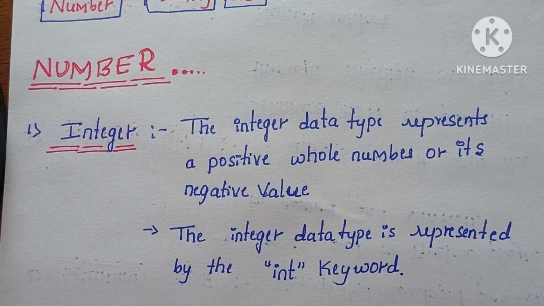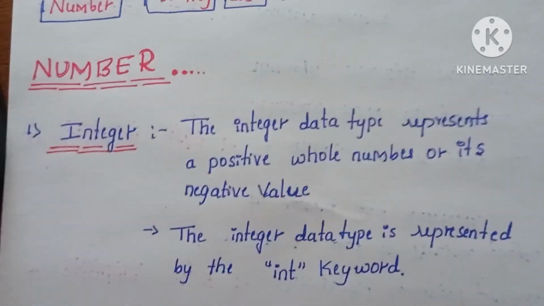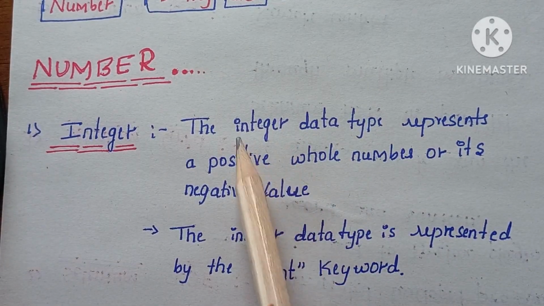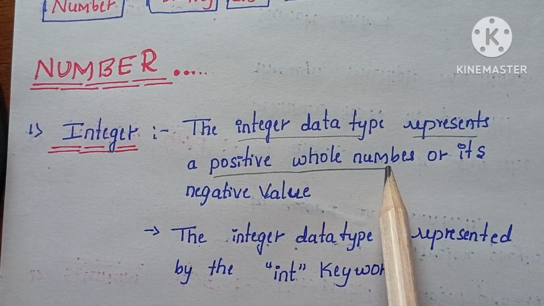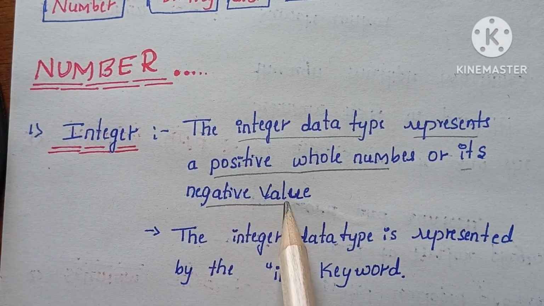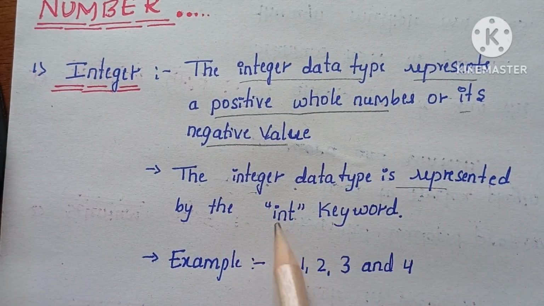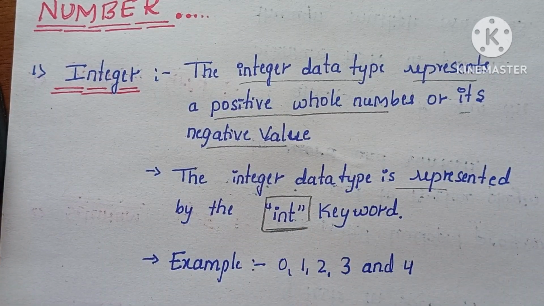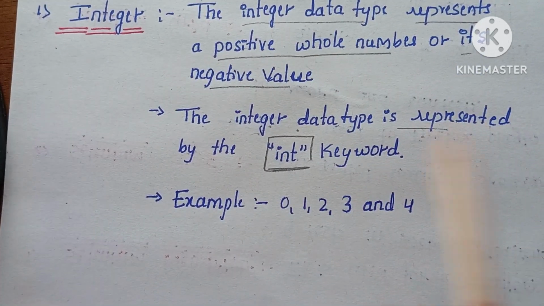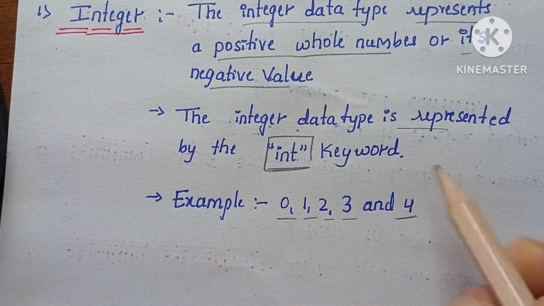Before we use integer, first we need to learn the exact definition of integer. The integer data type represents positive whole numbers or negative values. The integer data type is represented by the int keyword. Using this int keyword you can declare variables in a program, and that is very useful. Examples of integers are 0, 1, 2, 3, 4.